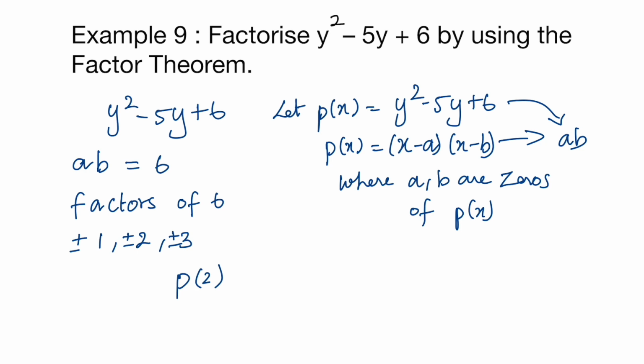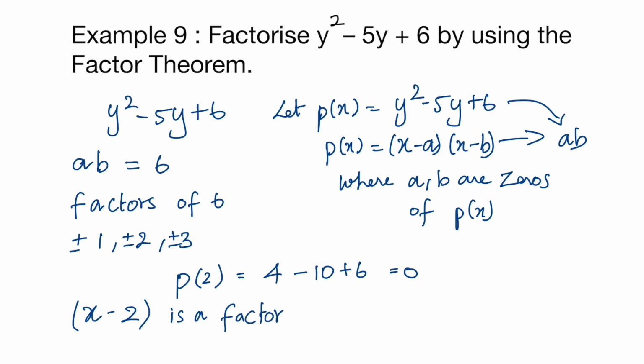And then we have p of 2. P of 2 is equal to 2 squared, which is 4, minus 5 times 2, which is 10, plus 6. So that is 4 minus 10, which is minus 6, and minus 6 plus 6 is equal to 0. Since p of 2 is 0, x minus 2 is a factor. This we know by the factor theorem. X minus 2 is a factor, and you're going to find the other such factor for this polynomial.